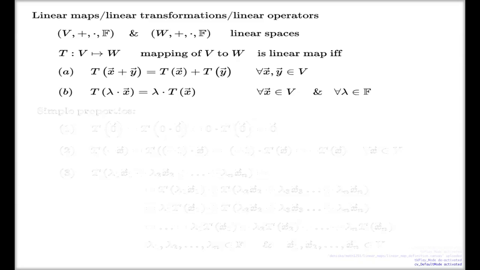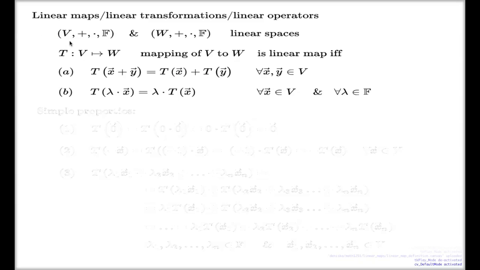Just a minor comment here. When I write something like this, you have to realize this plus and this plus are different pluses. This plus on the left-hand side is the plus from this quadruple, the plus within the V vector space. This plus is the plus within the W vector space, because T of x and T of y are vectors from my image vector space.